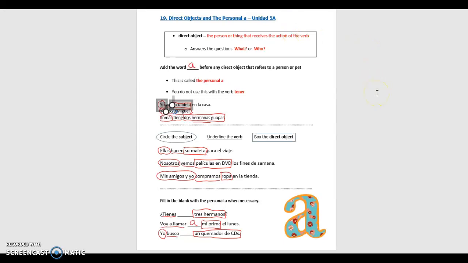All right, chicos, there we go. Direct objects and the personal a. We'll talk about this some more in class. Next step is we get to start replacing our direct objects with pronouns. So we're going to make our sentences shorter than we normally would.